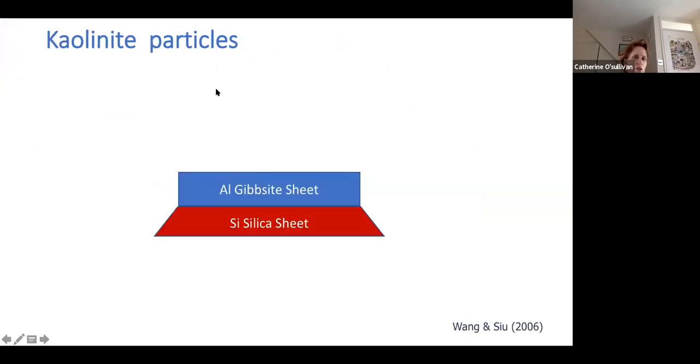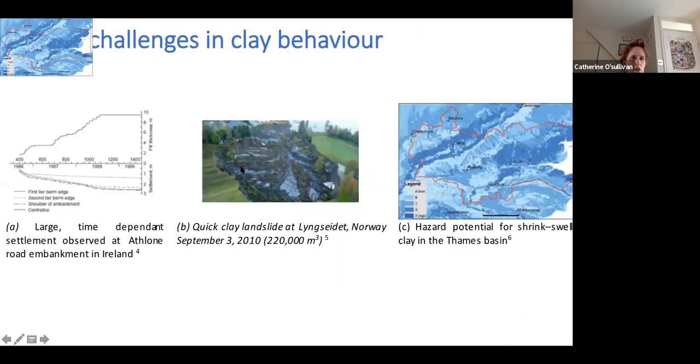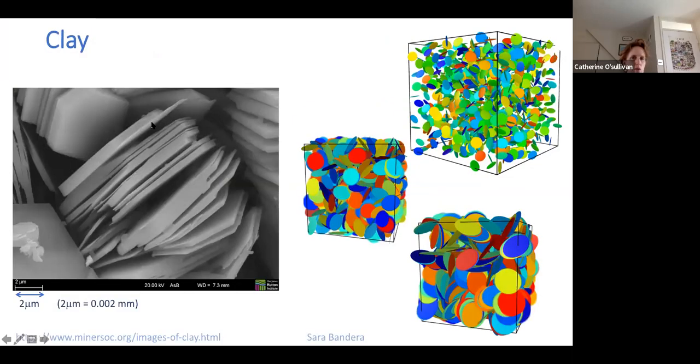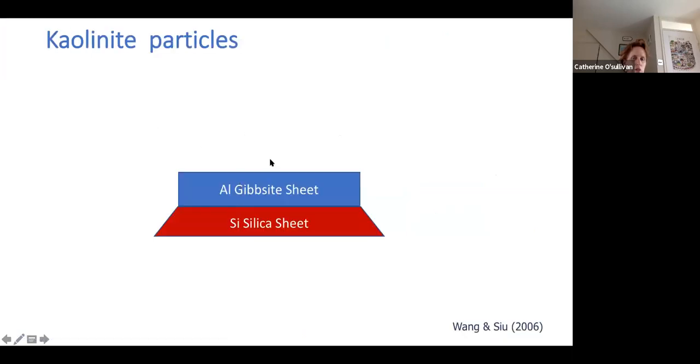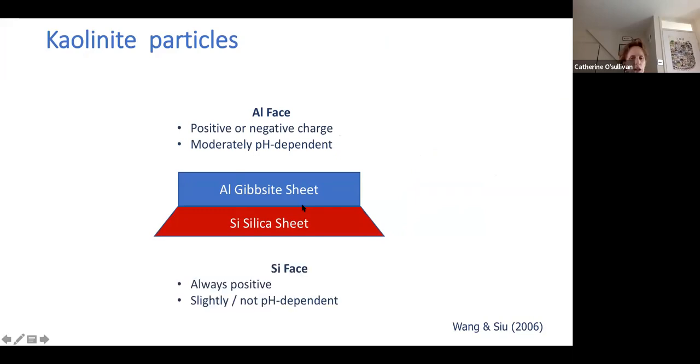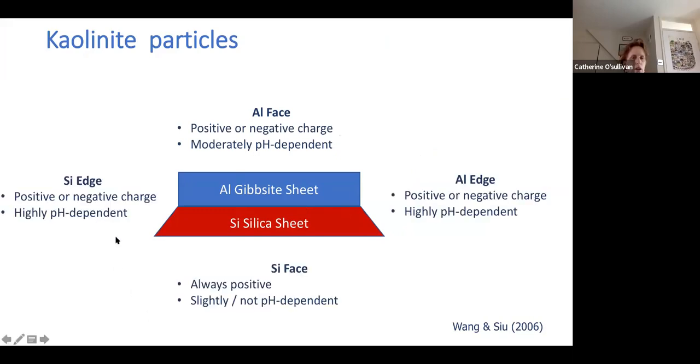So what Sarah is doing is she's looking at kaolinite, which is a clay mineral that comprises a stacked assembly of what we call silica sheets and gibbsite sheets in a single kaolinite particle. We think we've got about 8 or 10 of these sheets come together to make these particles with a very high aspect ratio. And depending on the pH of the pore fluid, or the water around these particles, the different faces and edges of these kaolinite particles can have either positive or negative charges.